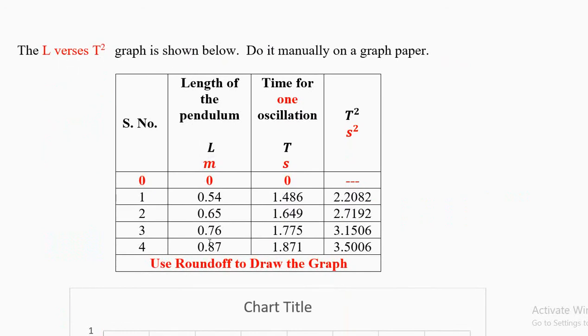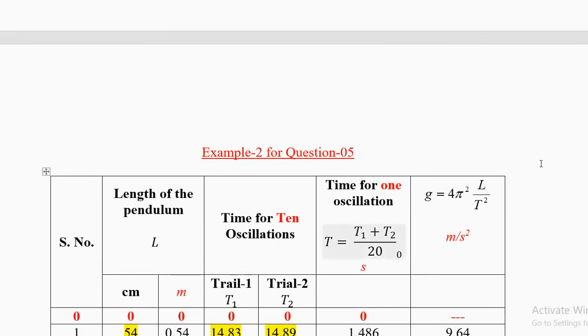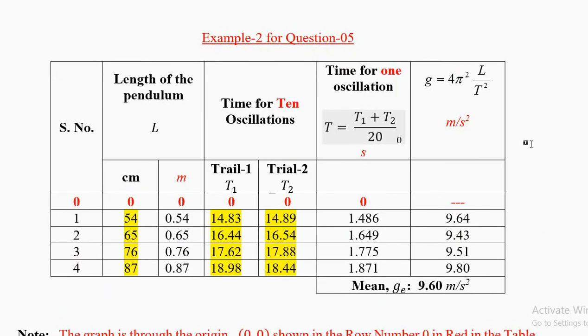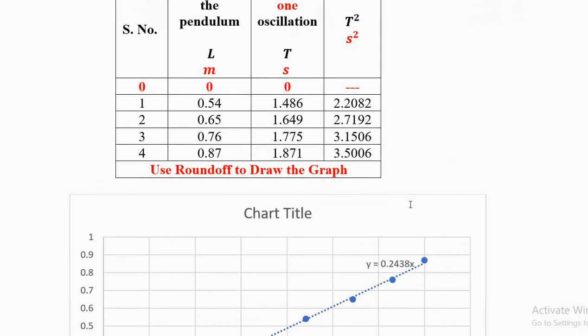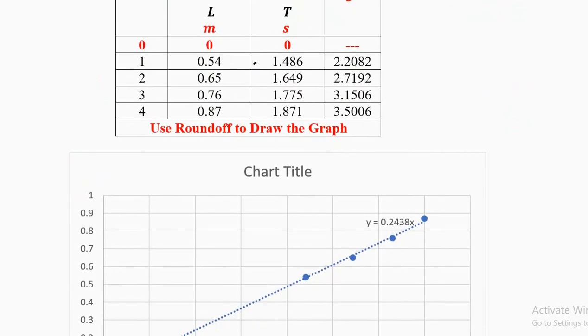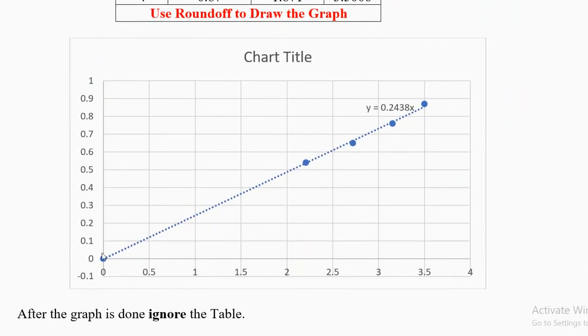Now copy the L from the table, copy the T from the table. Calculate T square. Now some people will calculate the T square here, there is no problem. You can calculate it here, put one more column and calculate it here if you want to. Now 0.54 meters, 1.4. Put all the points here.